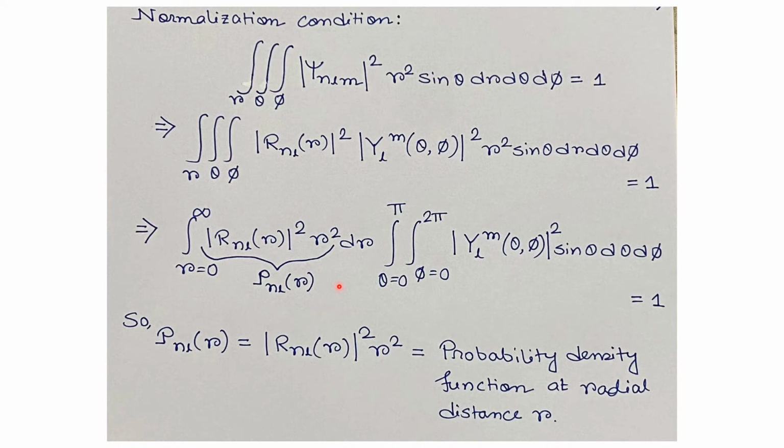Here this term, mod of Rnl square times r square, is denoted by Pnl(r). This Pnl(r), which is mod of Rnl square and r square, is known as the probability density function at radial distance r. We will see why it is important in our case in the next slide.